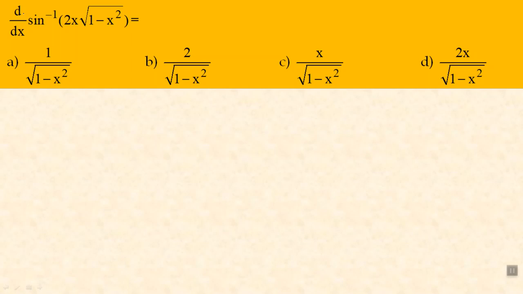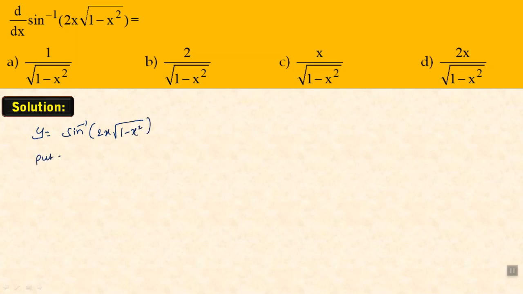The question is d by dx of sine inverse of 2x into square root of 1 minus x square is equals to. Options are 1 by root of 1 minus x square, 2 by root of 1 minus x square, x by root of 1 minus x square, 2x by root of 1 minus x square. Let us find these. Let y is equals to sine inverse of 2x into root of 1 minus x square.